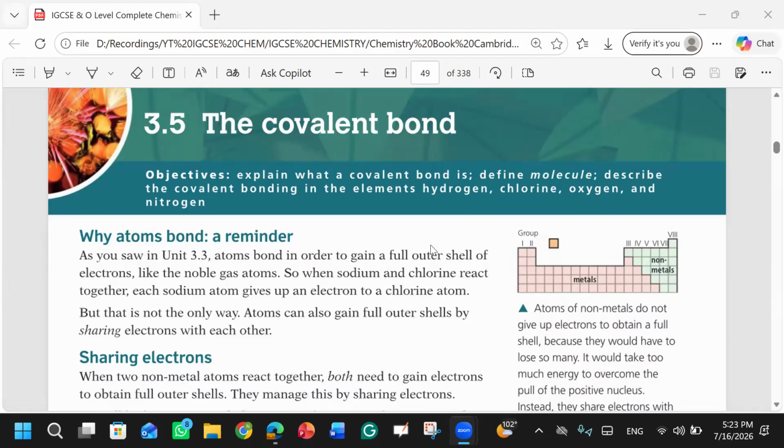Recording in progress. Covalent bond. Previously, we completed our discussion on the ionic bond, and you know how ionic bonds are formed? By the combination of ions, right? The positive ions and negative ions.